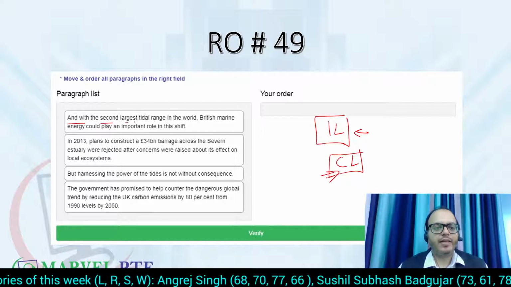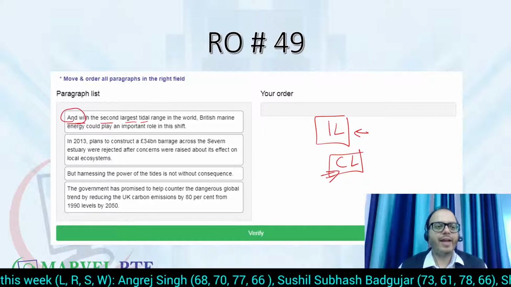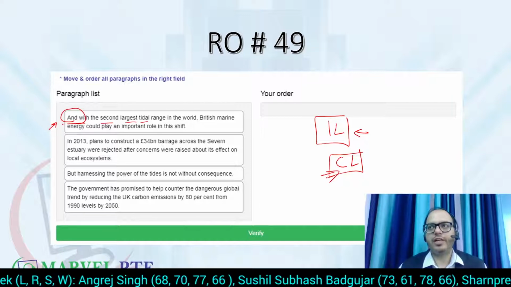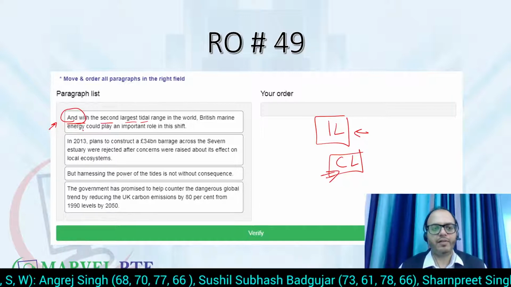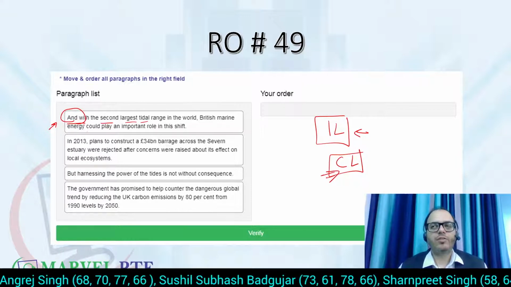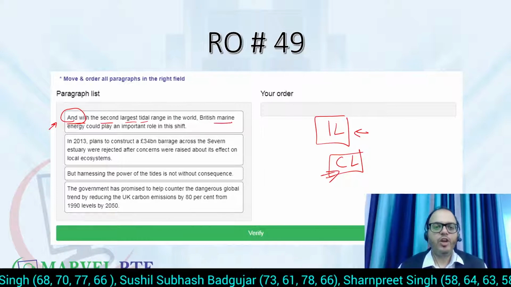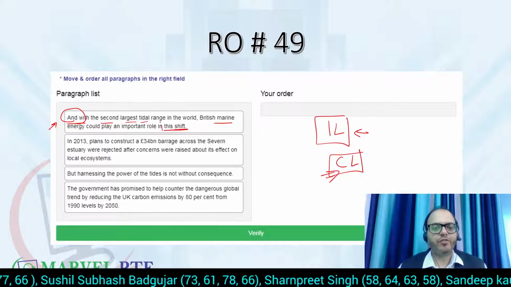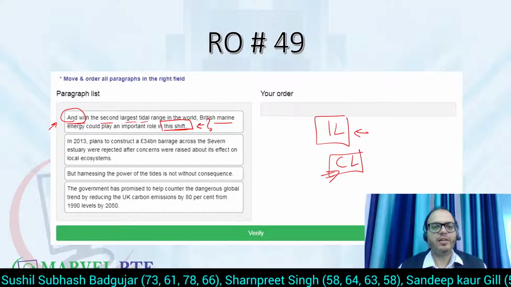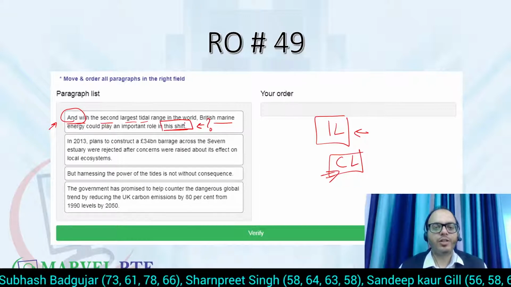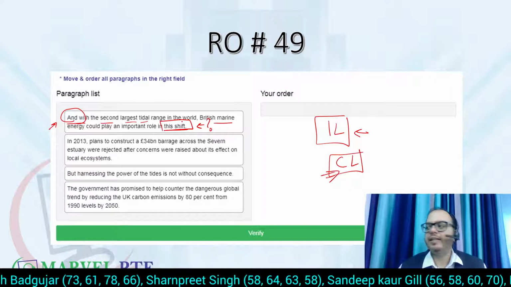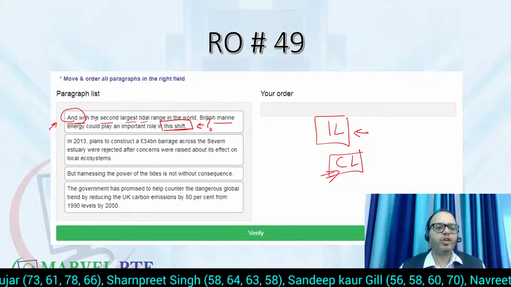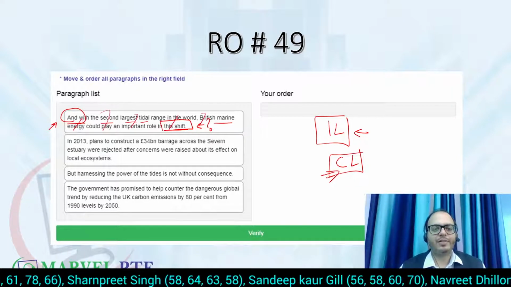And with the second largest tidal range. Now "and" has come, so just like it can't come at the end, "and" cannot come at the start either, right? So it's not going to be the first line, but let's still see. British Marine Energy could play an important role in this shift. Which shift? Again, this makes it not independent. This makes it a dependent line. Which shift? So that's why we are not going to select this line as an independent line.